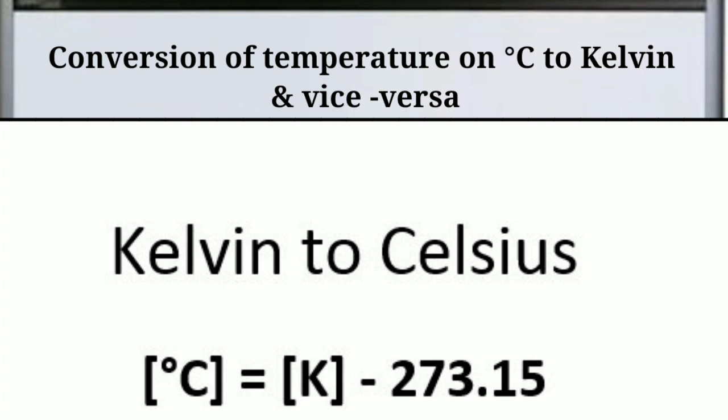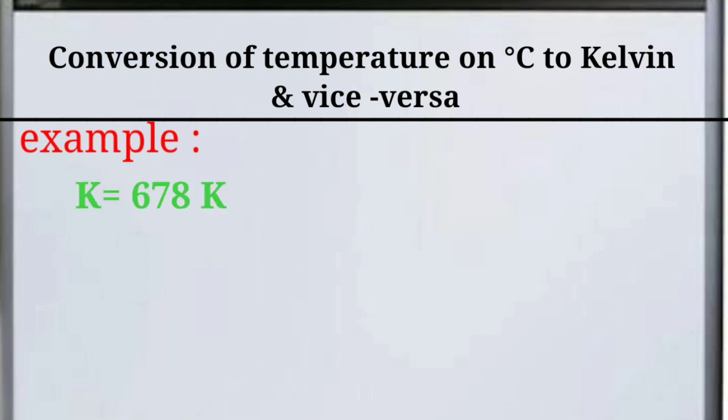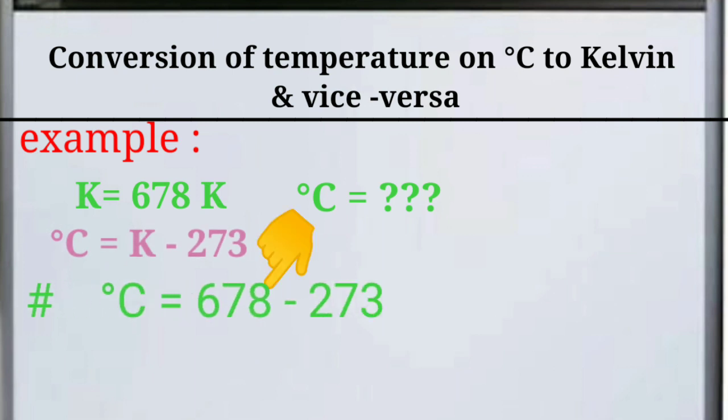So first, temperature from Kelvin to degree Celsius. If you are given temperature in Kelvin and you have to convert it to Celsius, all you have to do is subtract 273 from the given temperature in Kelvin. For example, you are given temperature in Kelvin, 678, and degree Celsius is not given, so you have to calculate it. By the rule, degree Celsius equals Kelvin minus 273. So putting the value of K, we get 405 degrees Celsius. So this was how we convert temperature given in Kelvin to degree Celsius.